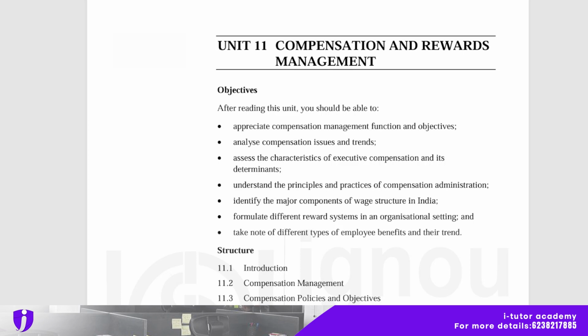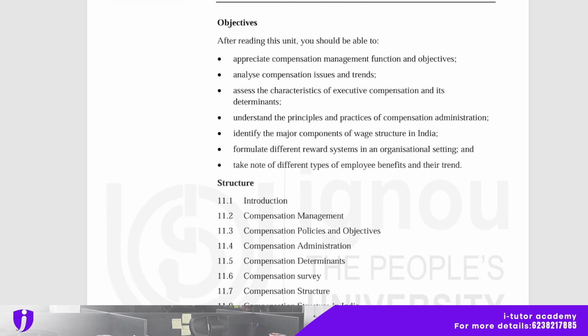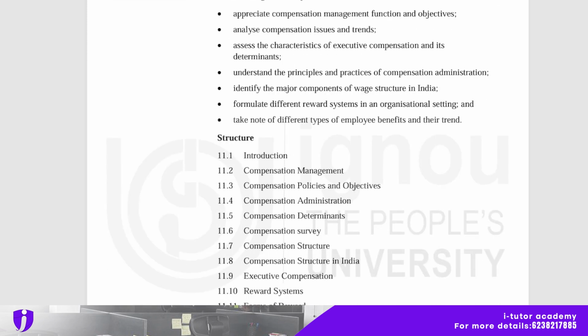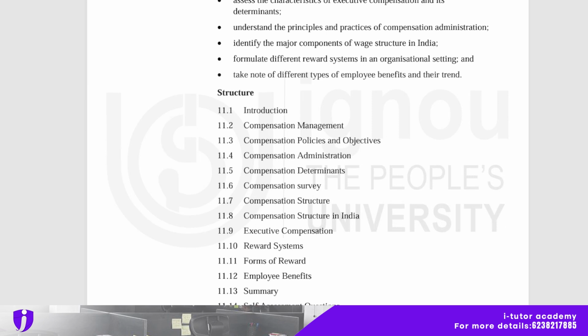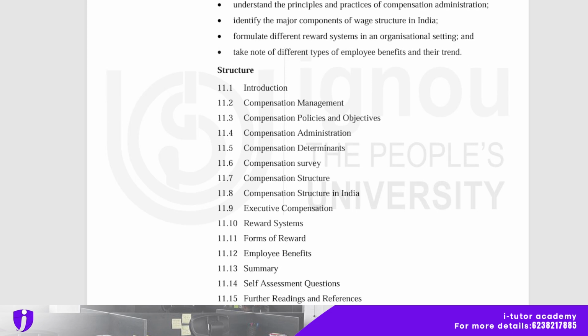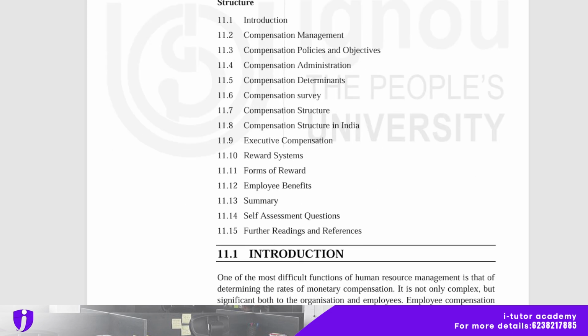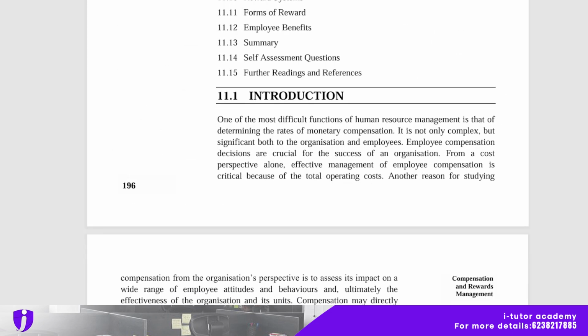After that, we will discuss the structure of this unit. First of all, there is an introduction of this chapter and compensation management, compensation policies and objectives, compensation administration, compensation determinants, compensation survey, and after that wage structure and the wage structure in India, and executive compensation, reward system, forms of reward, employee benefits and summary, and at last the self-assessment questions are also there. So let's begin with the introduction.